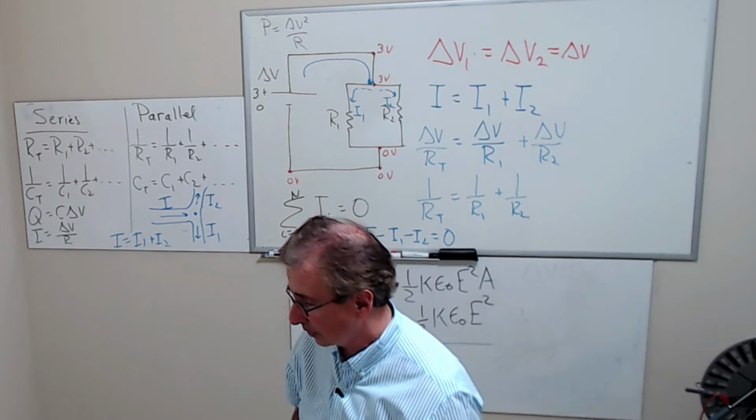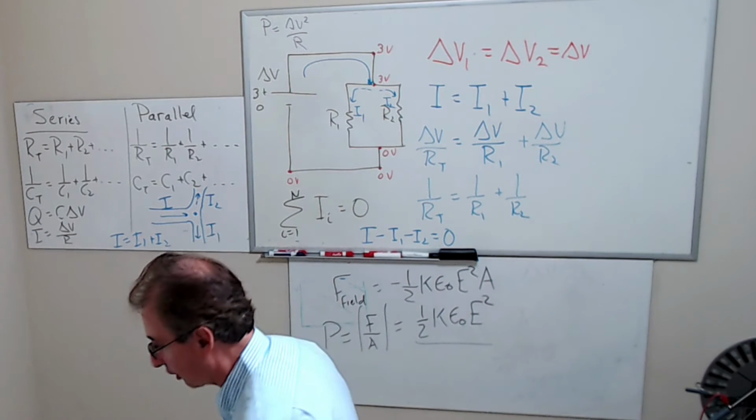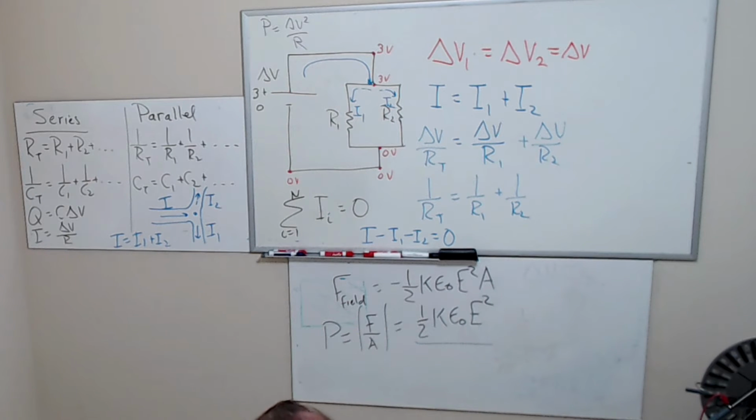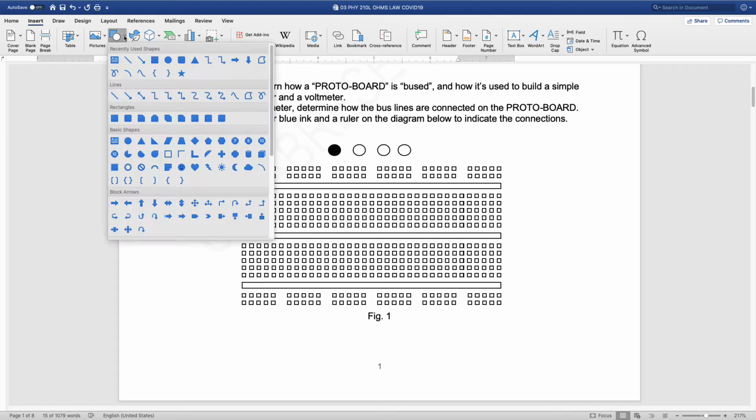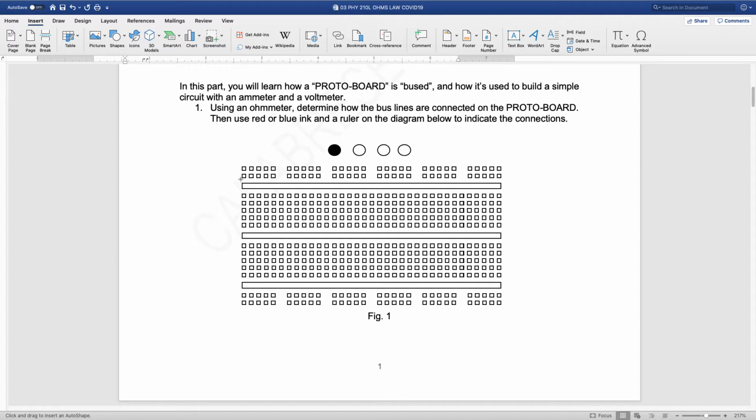Okay. And what you'll do in the lab, you'll probably use a drawing tool to tell me how these are wired together. So for example, in Word I can go to insert, shape, line. I can draw a line like this, for example. Let me make the line thicker.